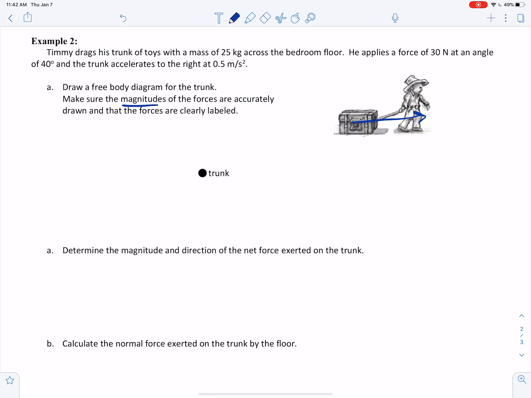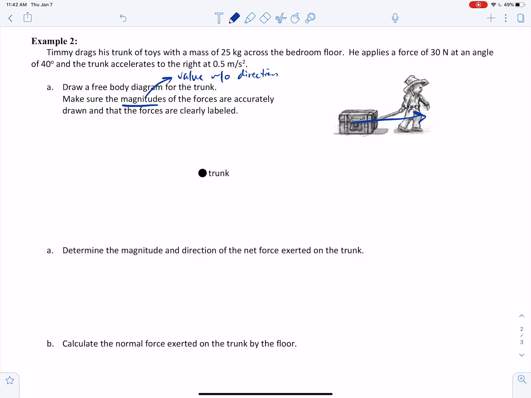This word pops up in physics quite frequently, and sometimes students just forget what that even means. The word magnitude just means the value. That's without the direction. Magnitude and direction together make up a vector, but just the magnitude is a fancy way of saying the value of the force.